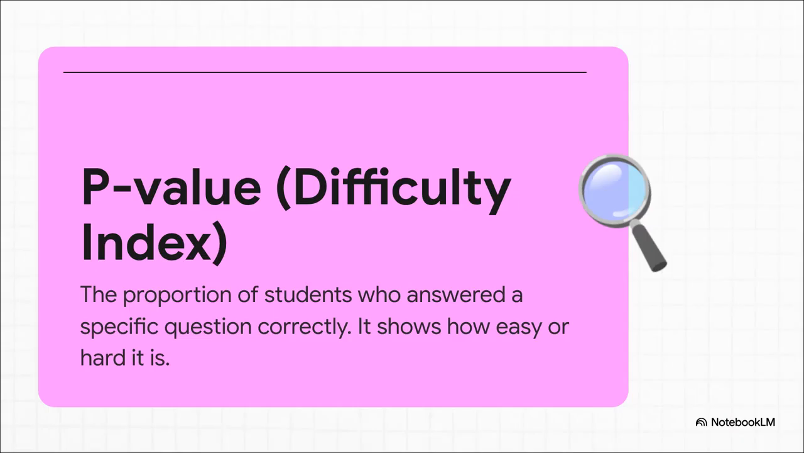First up is the p-value, which a lot of people just call the difficulty index. This one is super straightforward. It's just the percentage of students who got a specific question right. So, for instance, if 60 out of 80 of your students nail a question, the p-value is 0.75. Bottom line, high p-value, easy question. Low p-value, tough question. Simple as that.